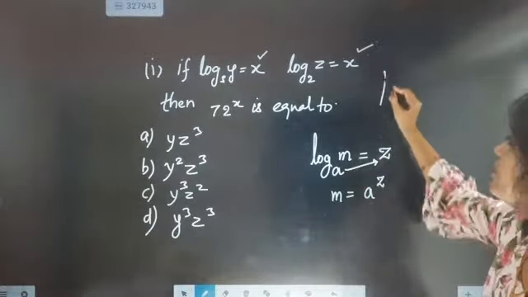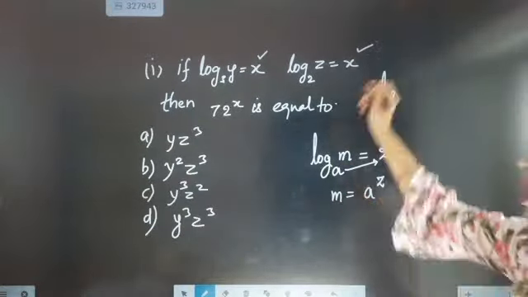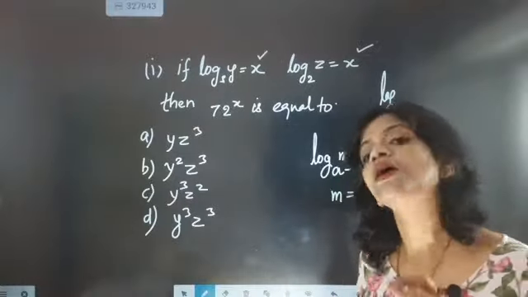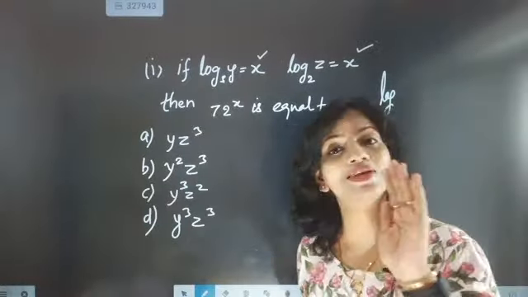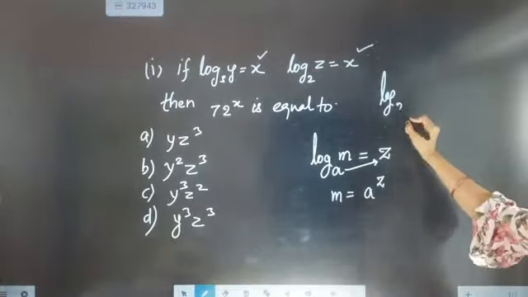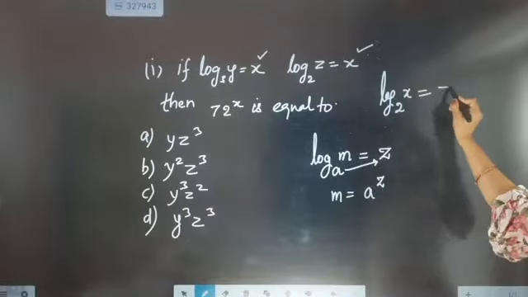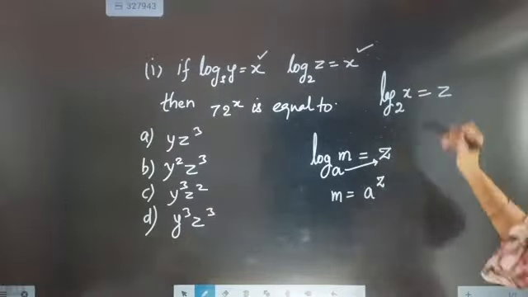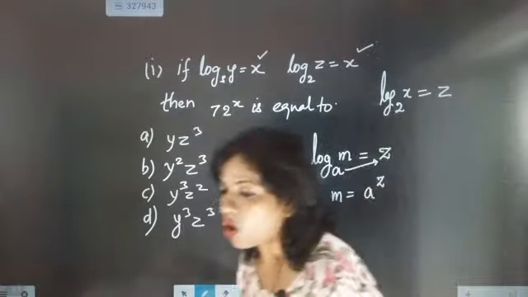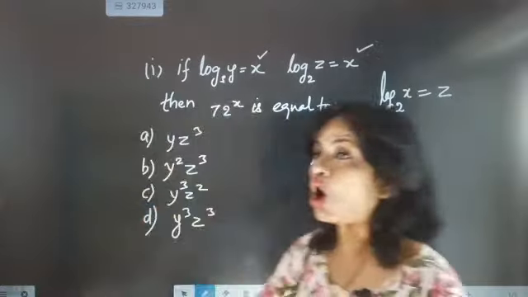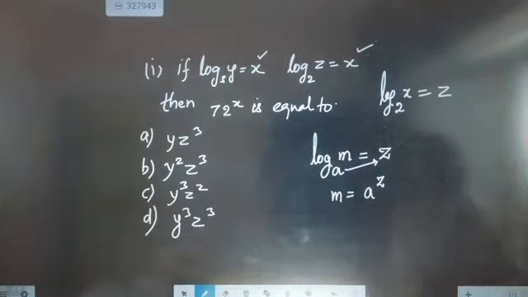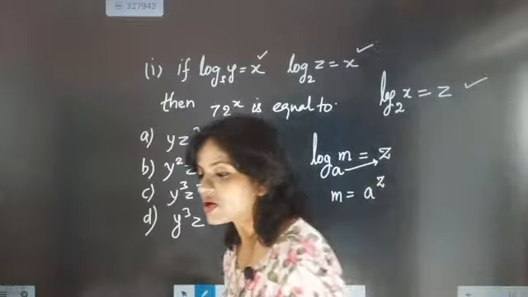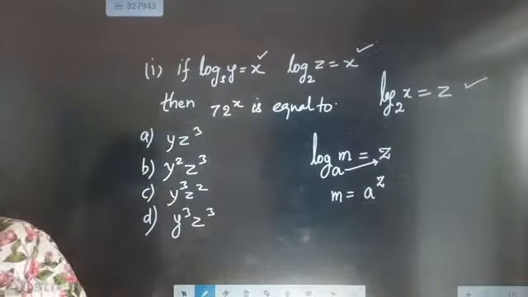Once you understand this part, you will be able to crack this question in no time. Fine. So when 2 is there, x is there and z is there, can anybody tell me what the answer will be? If log base 2 of x equals z, then what answer are you going to get? Come on, quickly tell me.